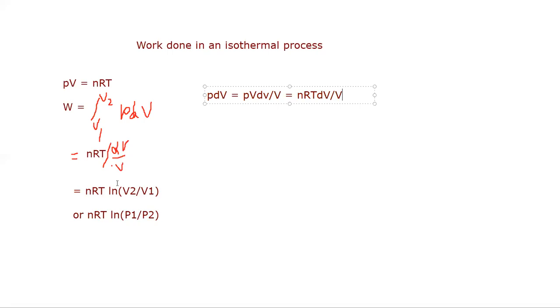And we know the value of the integration of dV by V. It is logarithm to the base e of V2 minus that of V1, that is, ln V2 by V1. And if the final pressure is P2 and the initial pressure was P1, then since PV is constant according to Boyle's law, we can write nRT ln P1 by P2, because P1 V1 is equal to P2 V2, right? So V2 by V1 can be written as P1 by P2.